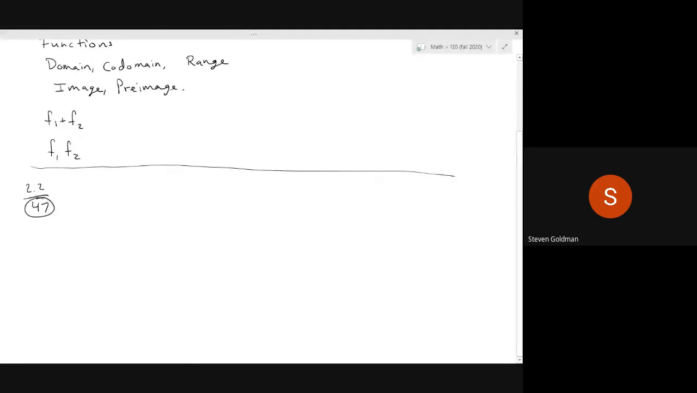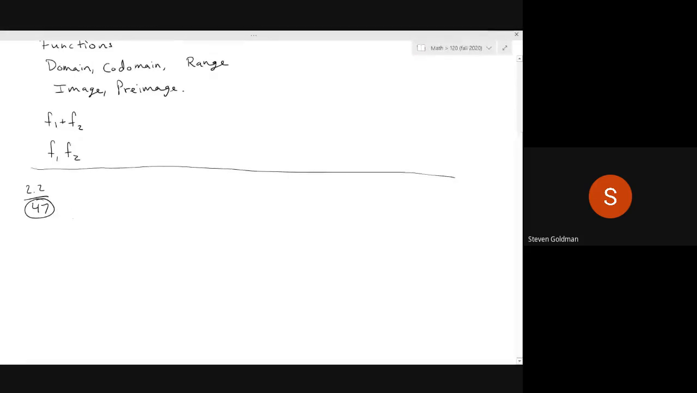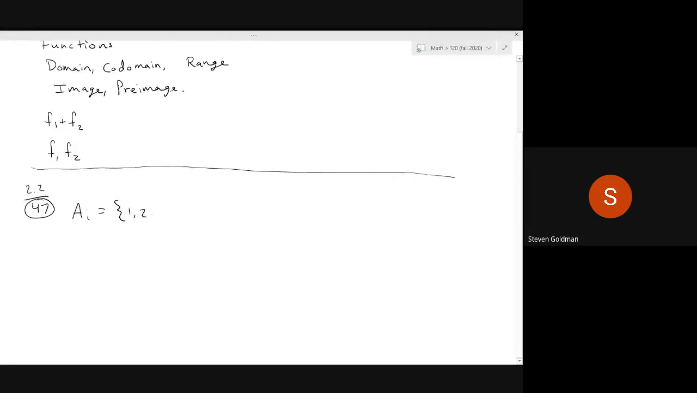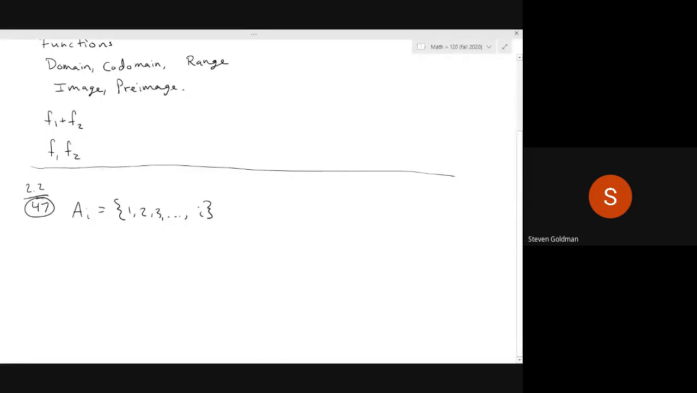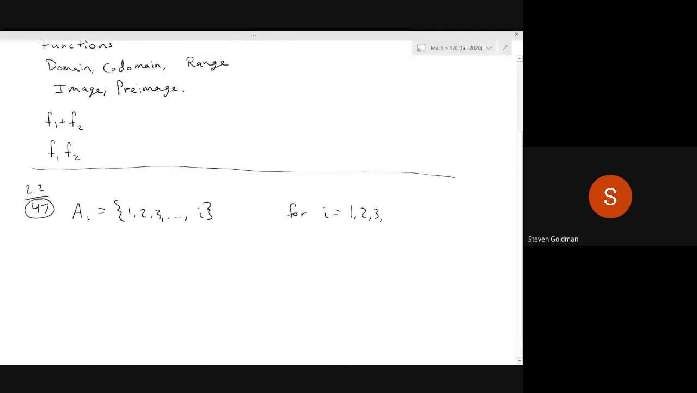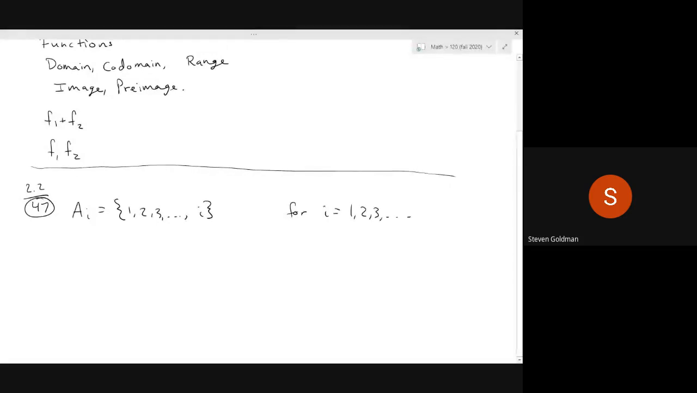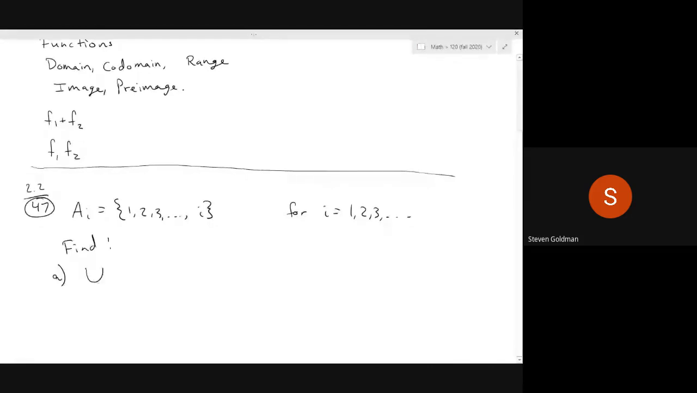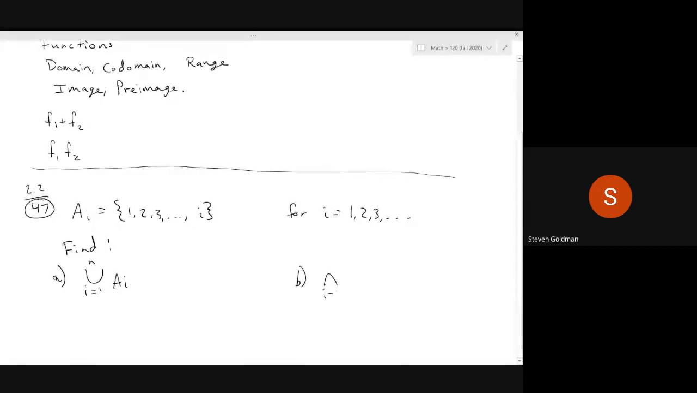All right, so the question is as follows. Let A sub I be the set of integers from 1 to I: 1, 2, 3, dot, dot, dot, all the way up to I, for I going from 1 and up. Okay. So you're asked to find the following. For part A, you're asked to find the union of A sub I going from 1 to n. And for part B, you're asked to find the intersection.